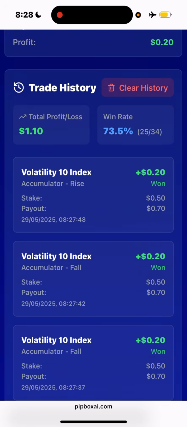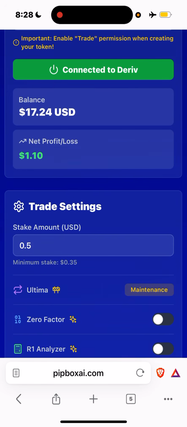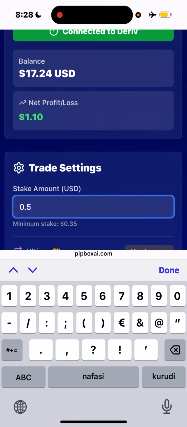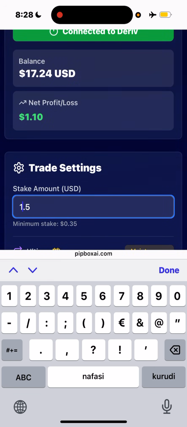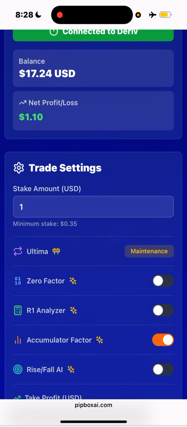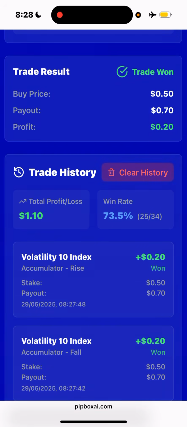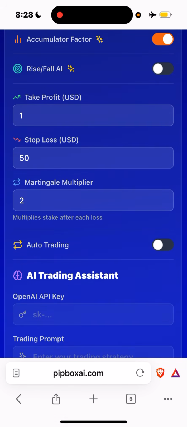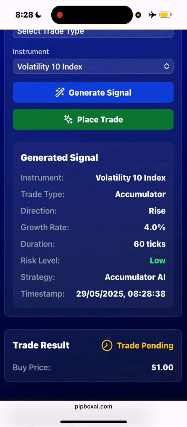We had a total of 34 trades. We won 25 of these trades. Now still we are gonna increase our stake. We increase our stake to 1, but still our target profit remains 1. So we clear everything. Let's see how fast or how slow we'll hit our target profit of 1 USD at a stake of 1 USD, and what the win rate will be.